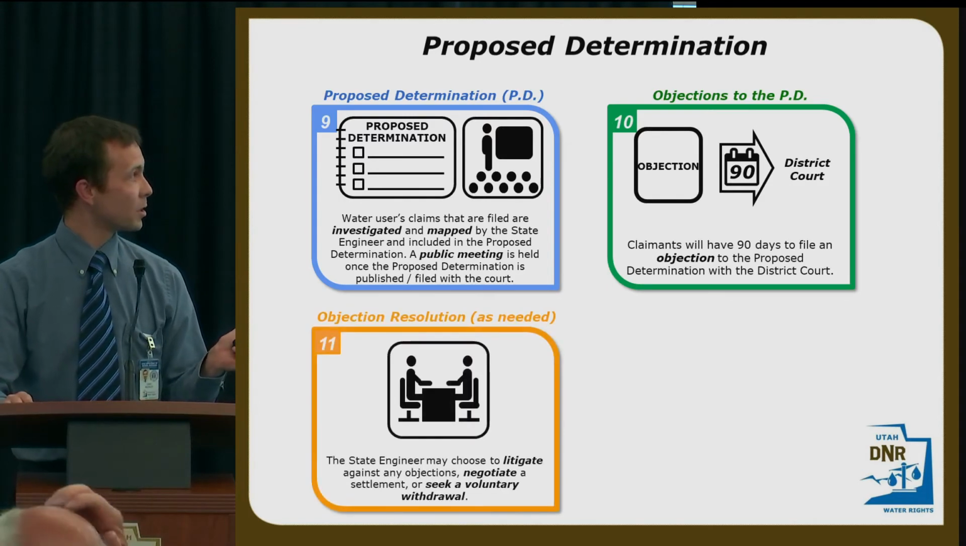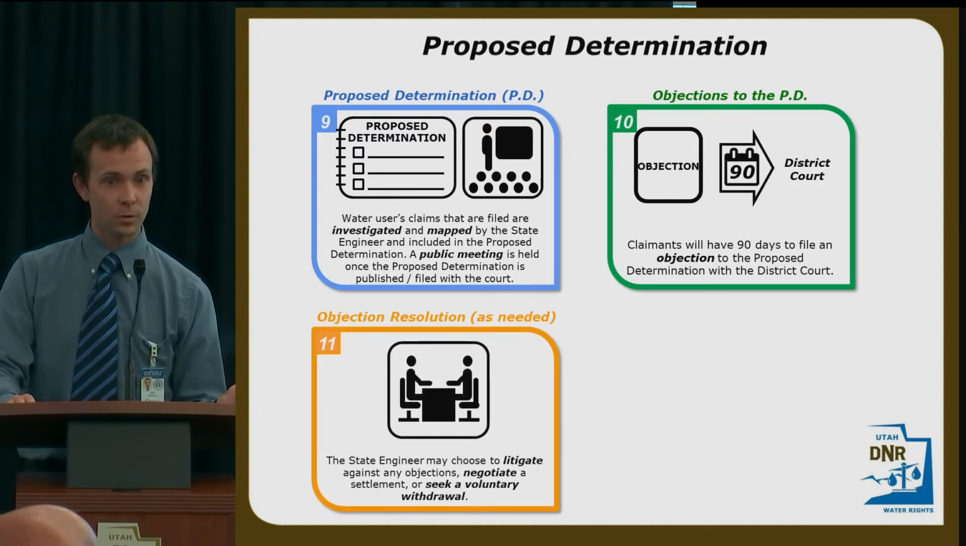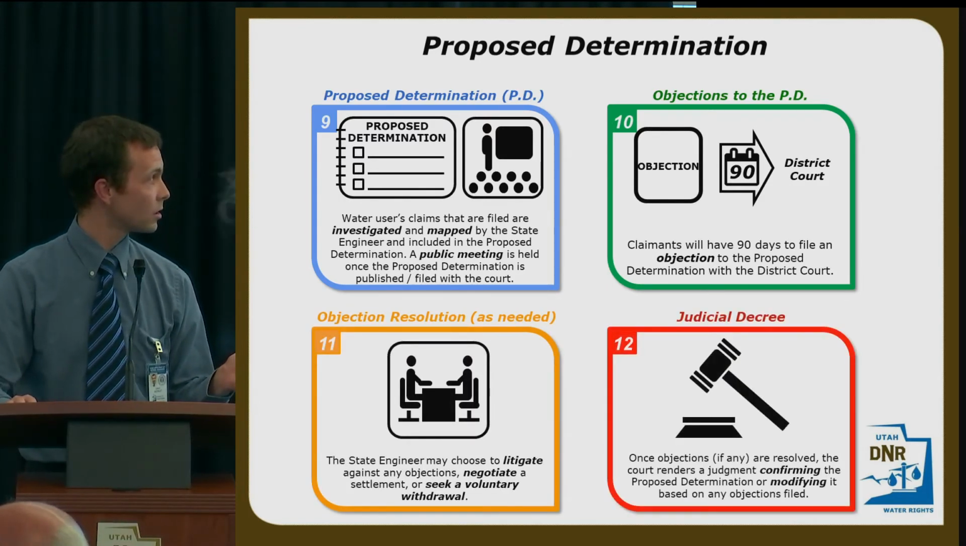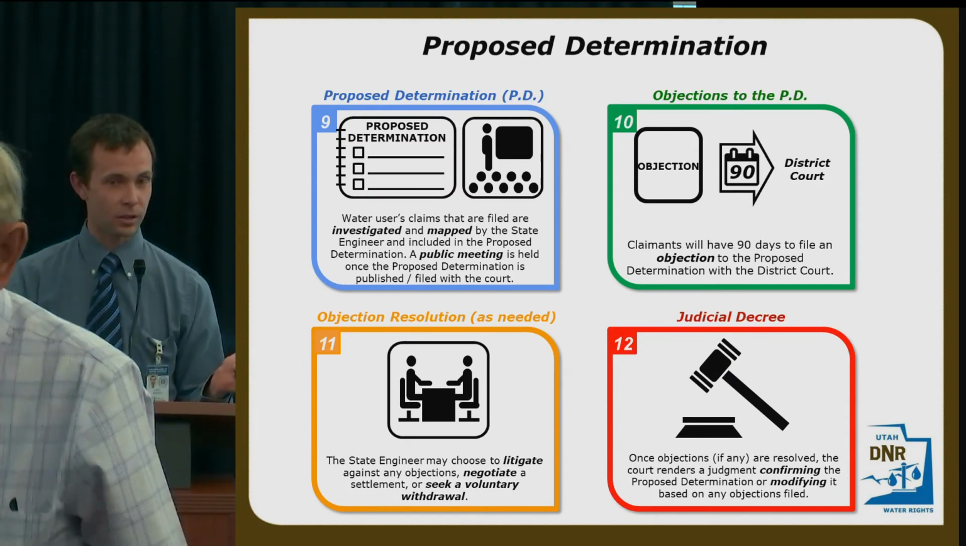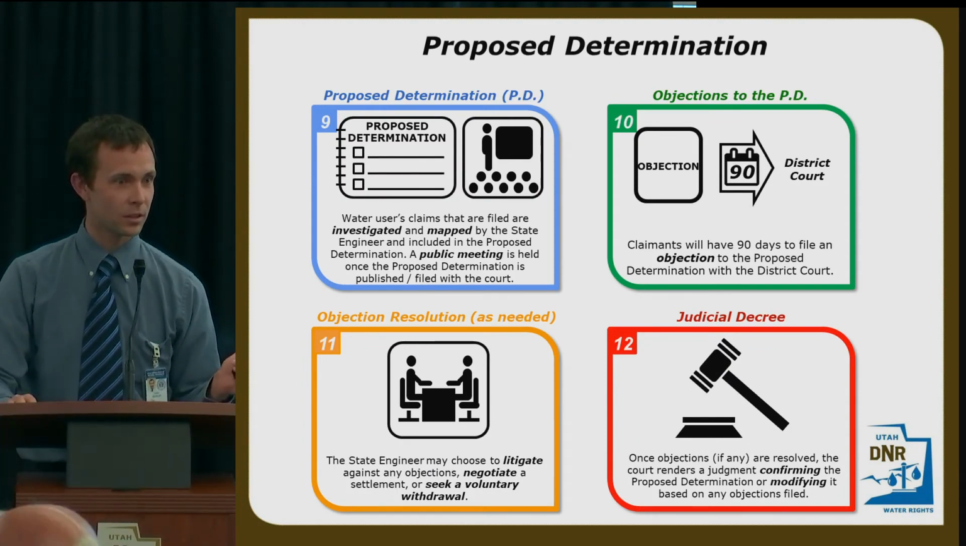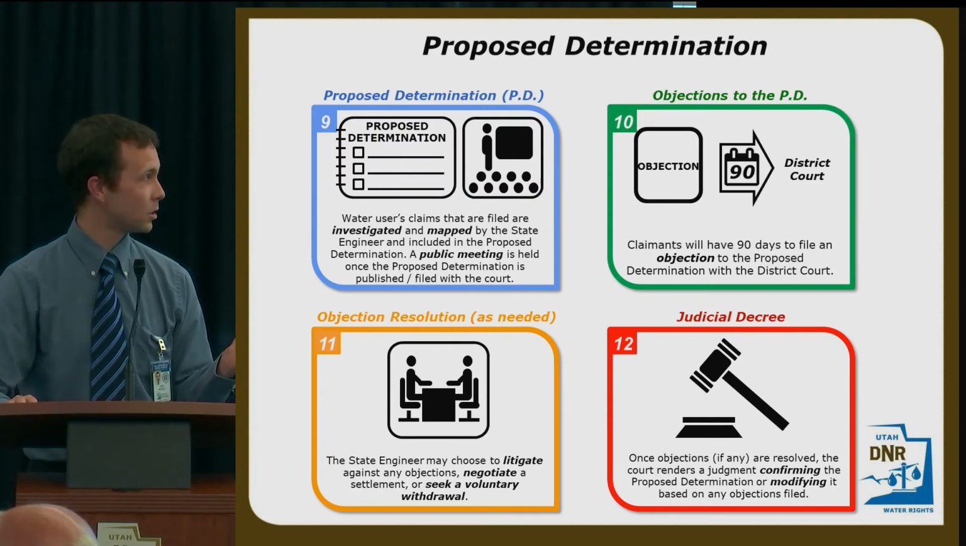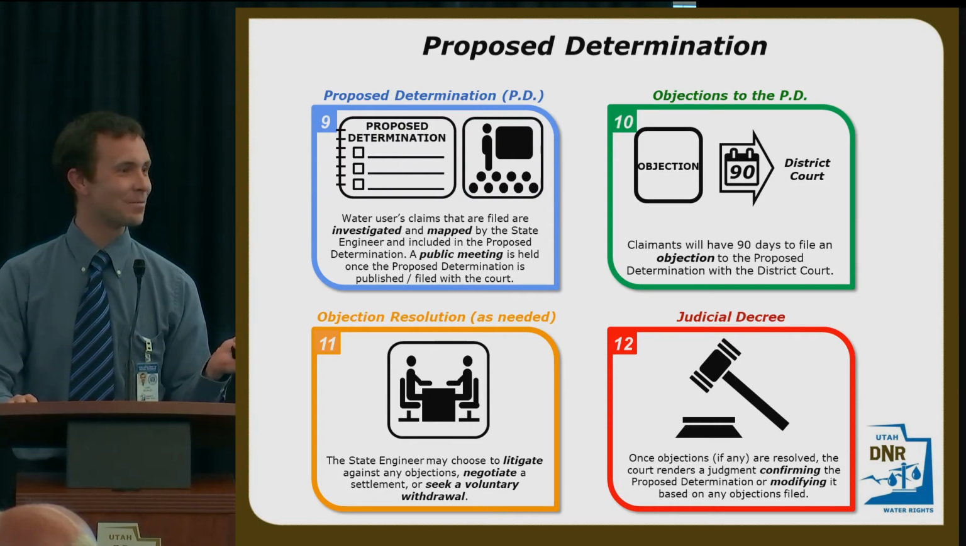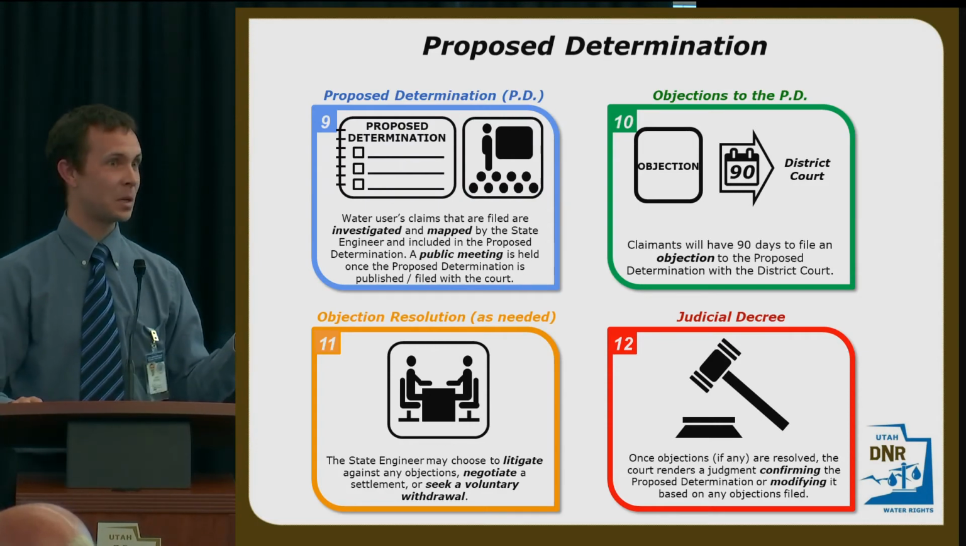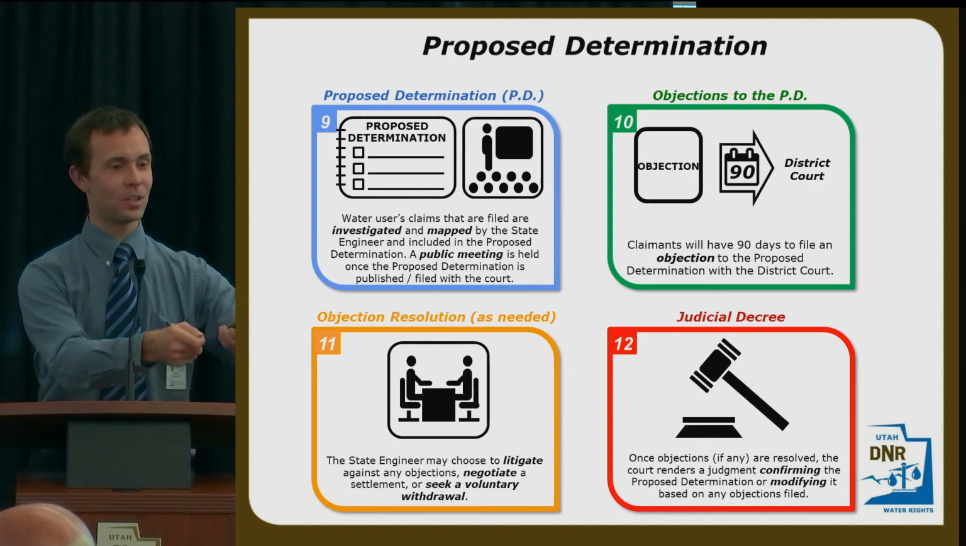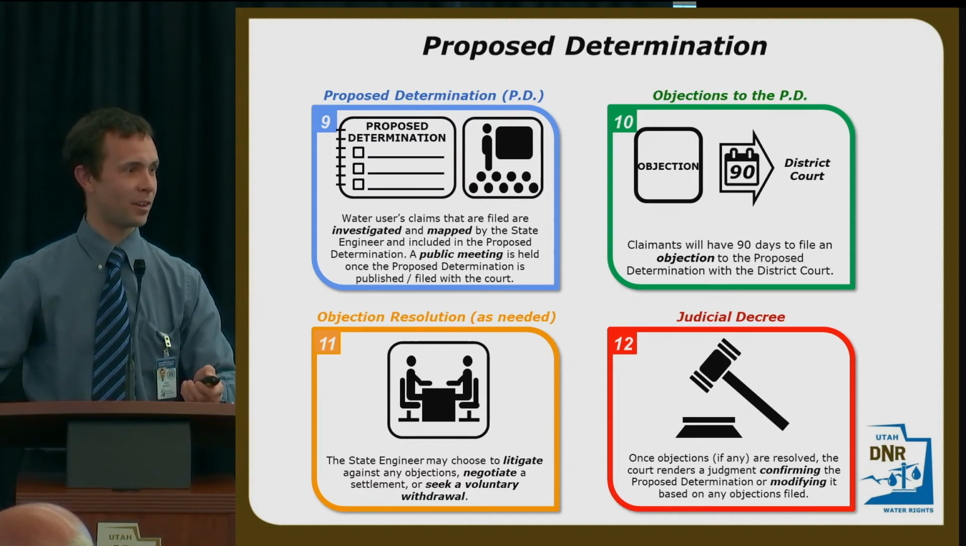So claimants would have 90 days to file an objection with that proposed determination with the court. Objections have to be filed at the court, so I want to just drive home that point. Whether that's important to you, it's important to me. Objections must be filed at the court. You can give the state engineer your objection, here you go, state engineer, but you have to file it at the court.